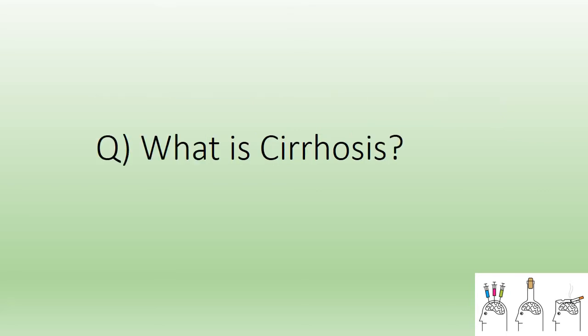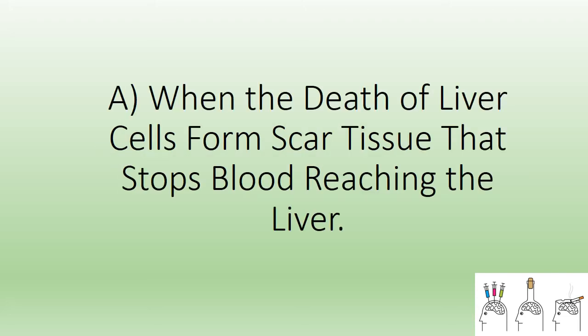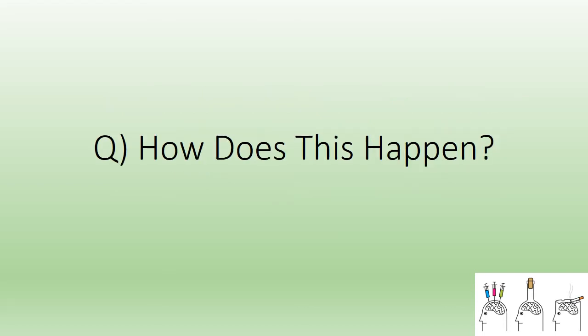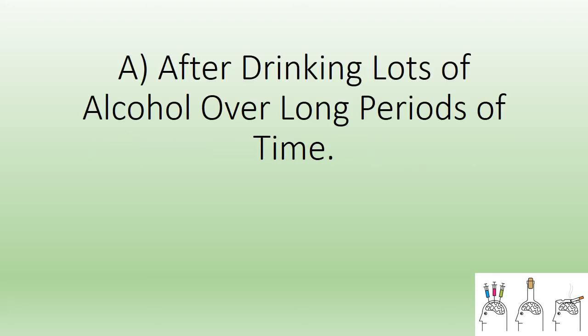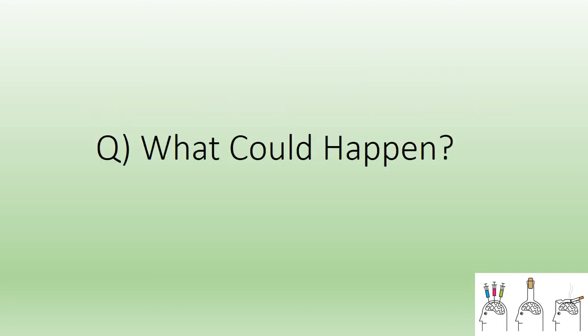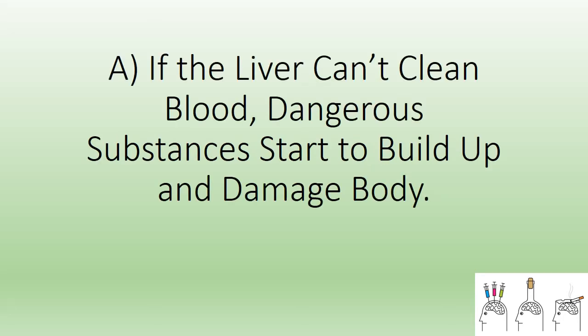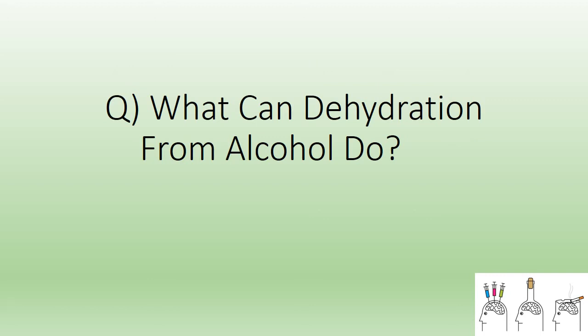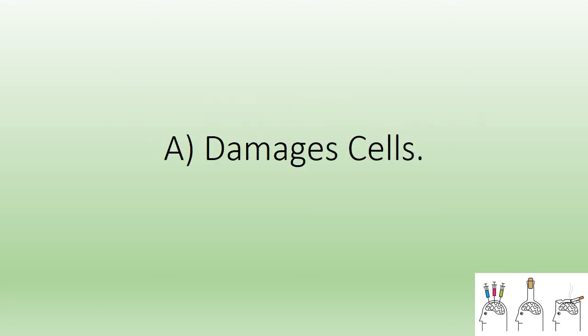What is cirrhosis? When the death of liver cells forms scar tissue that stops blood reaching the liver. How does this happen? After drinking lots of alcohol over long periods of time. What could happen? If the liver can't clean blood, dangerous substances start to build up and damage the body. What can dehydration from alcohol do? Damage cells.